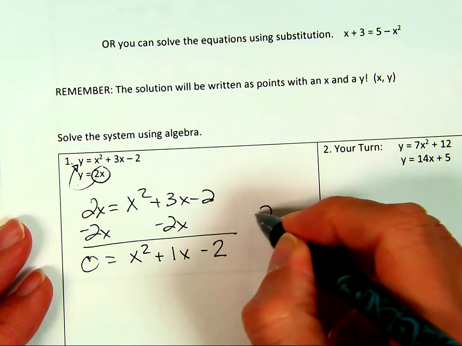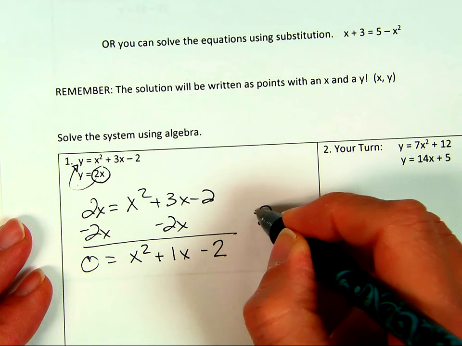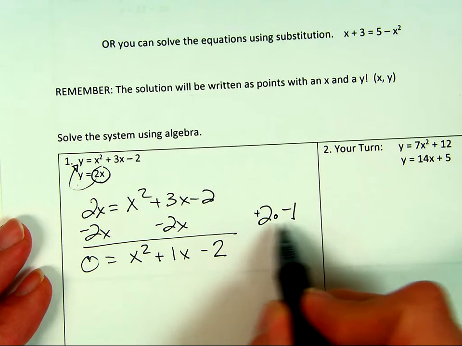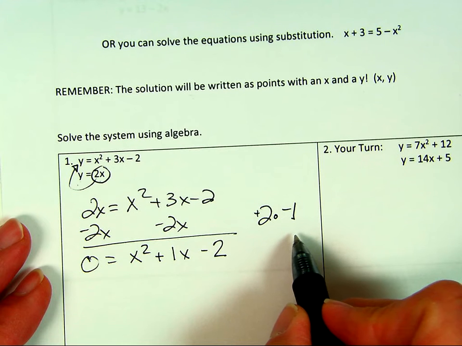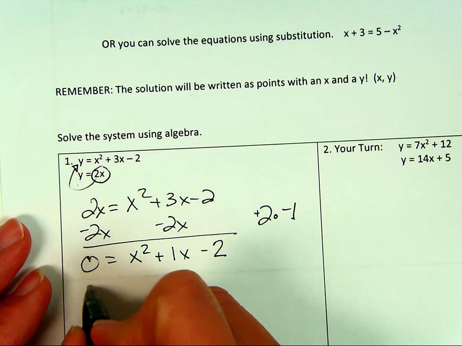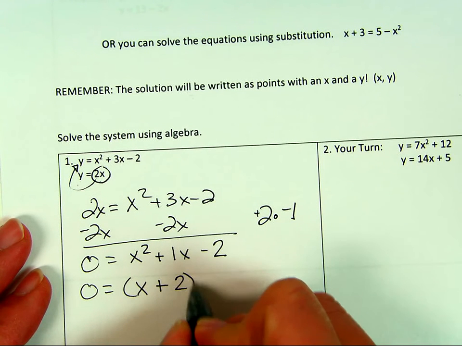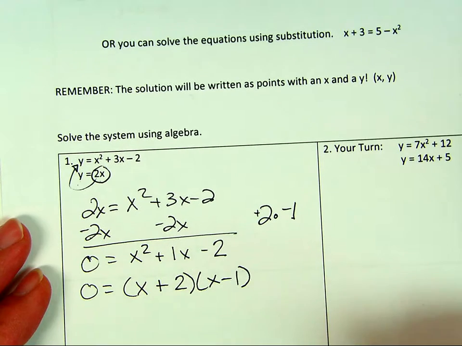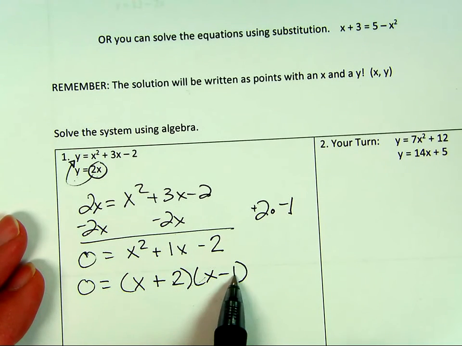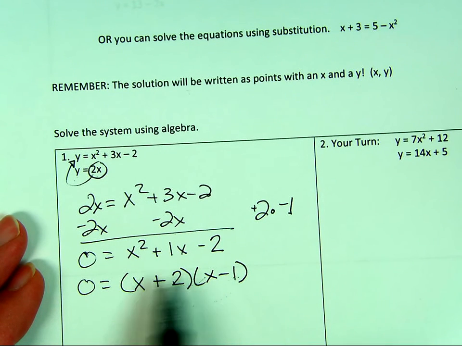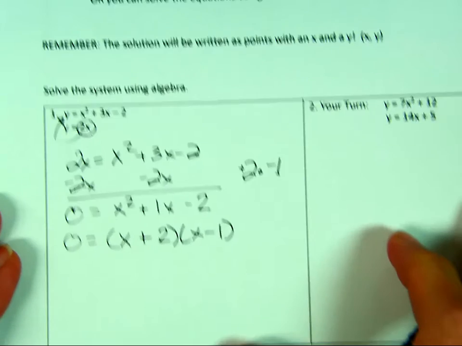Well, positive 2 times negative 1 gets me a negative 2. And if I were to add them, I would get a positive 1. So that means it's factorable. So I'm going to factor. I'm going to say x plus 2, x minus 1. I'm going to check it. 2x minus 1x is 1. That's true. That's negative 2. Yeah, so I'm good. So now I just need to find my x's.